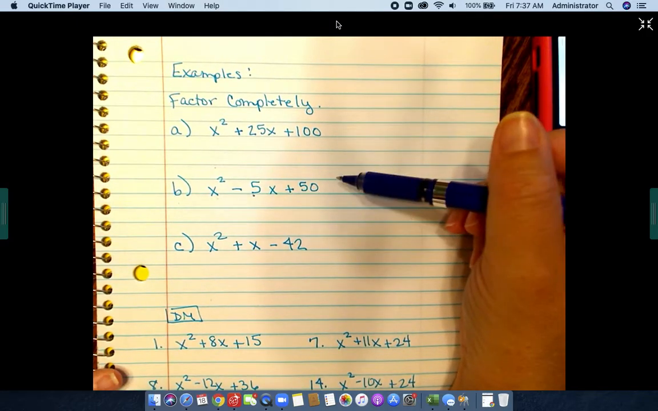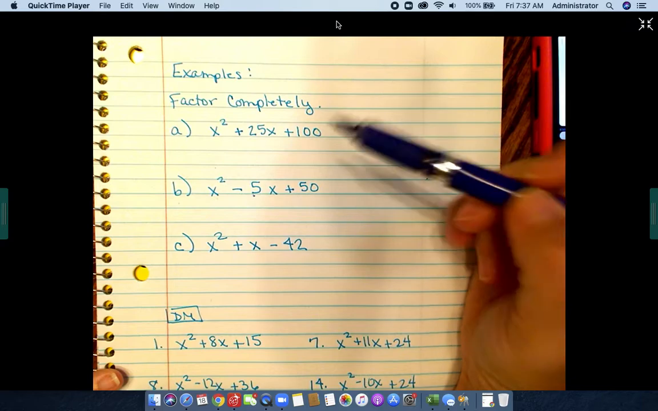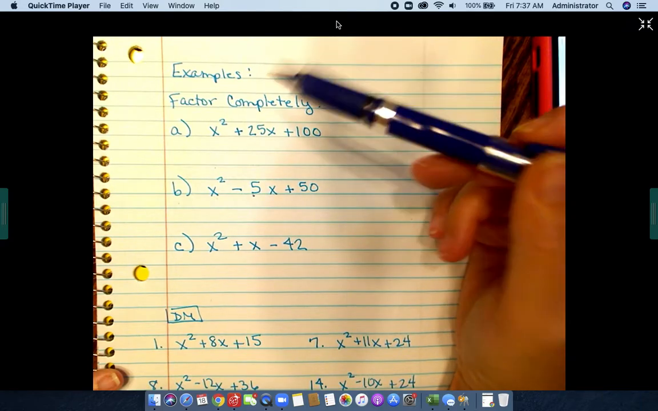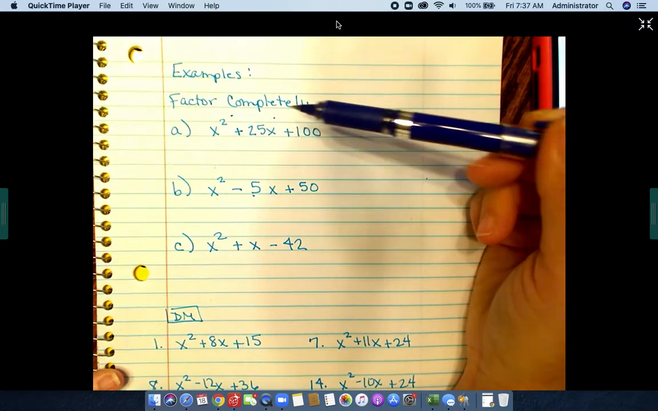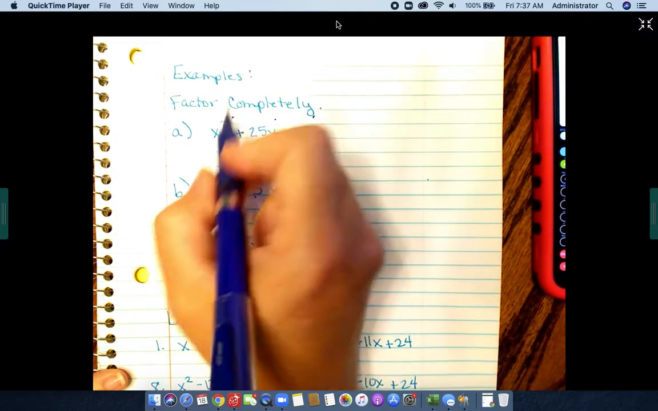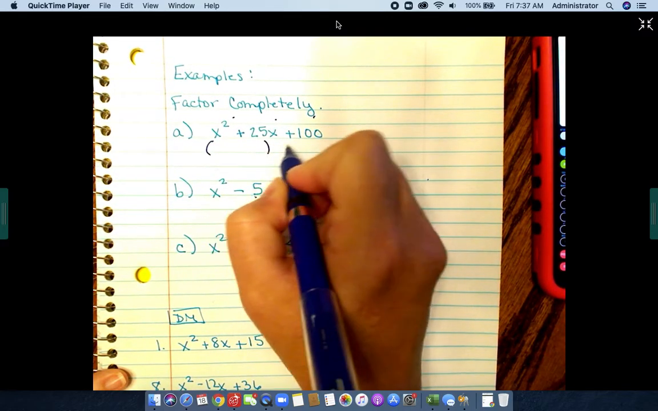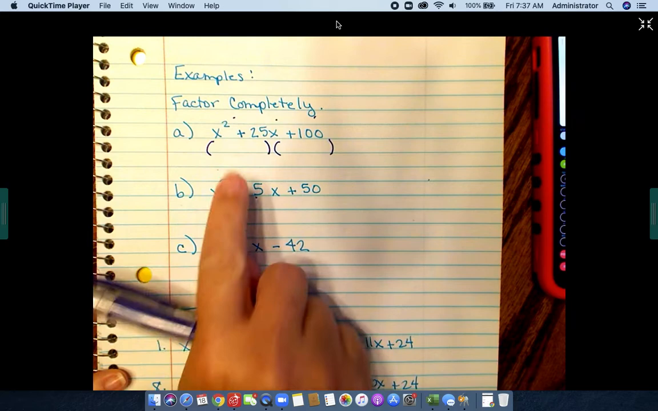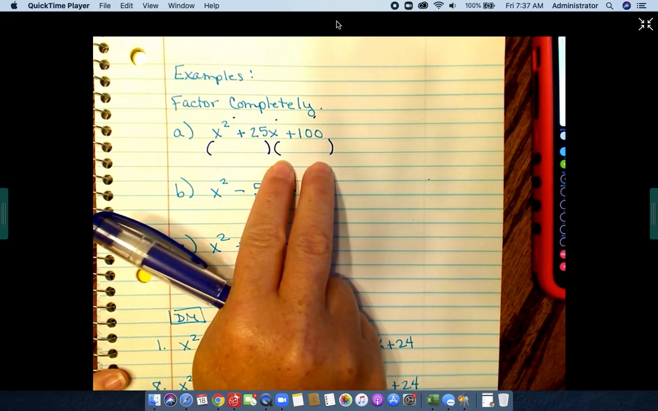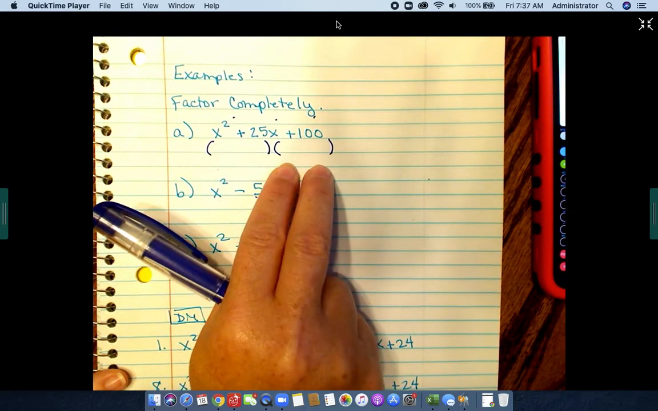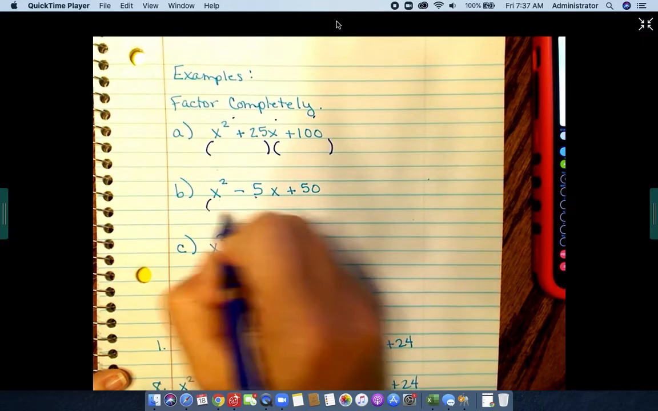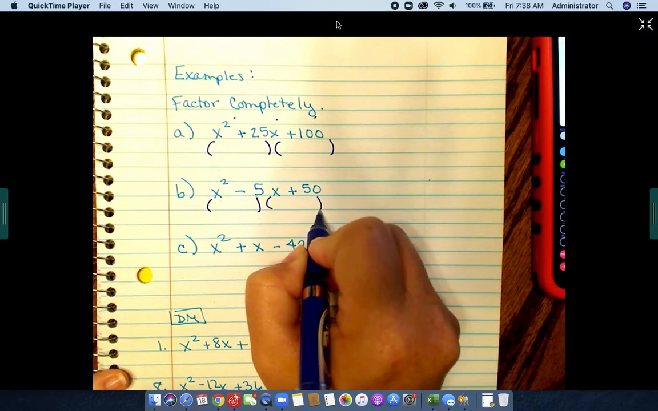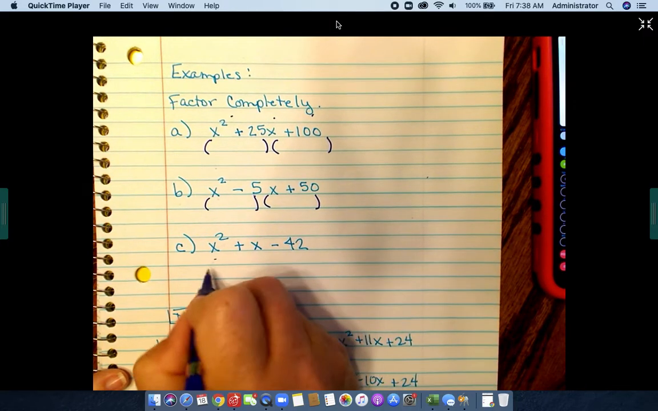For examples A, B, and C, they are quadratic trinomials because they are in the form ax squared plus bx plus c, which tells me that they factor into 2 binomial factors. So notice I'm going to leave enough room to fit 2 terms in each set of parentheses. Same for B. And quadratic trinomial, so same for C.